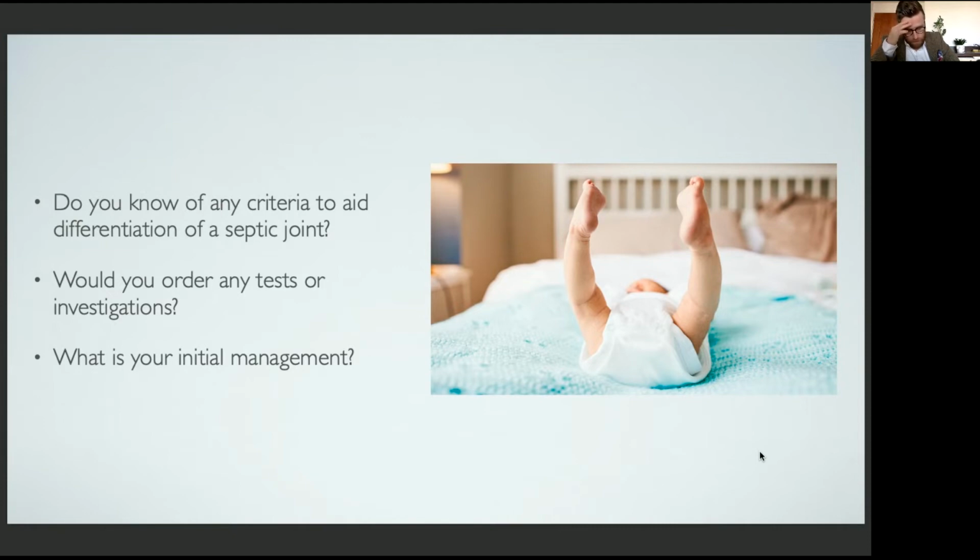But Kocher's criteria doesn't necessarily use the way that the joint looks. What we're talking about with the modified Kocher criteria is looking for the presence of four separate aspects. You need a temperature, you need a change in the white cell count, you need a child who's non-ambulatory, and you don't actually need x-ray evidence, but you also don't need to make sure that you've aspirated the joint either. With regard to looking at tests for the patient or any other investigations, does anyone know what tests we'd look for or what views we'd want on the x-ray?